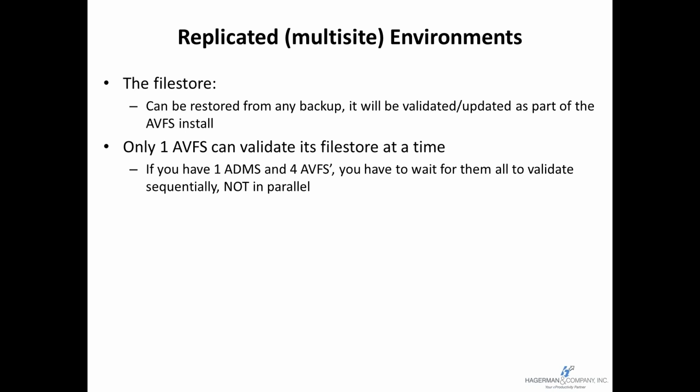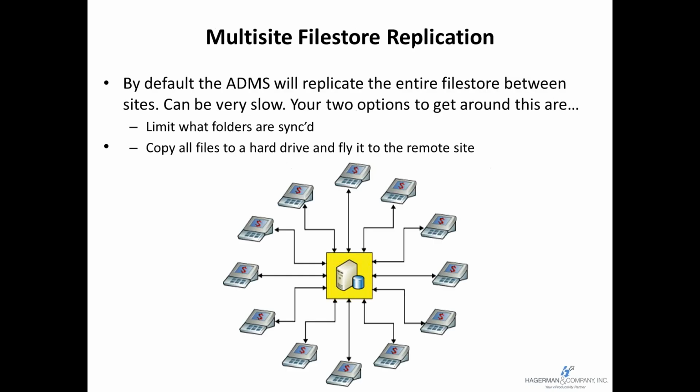The file store, when you're in a replicated situation, can be restored from any backup, because the ADMS console is going to go through a validation process as part of that restore. You'll also have the Autodesk Vault file servers installed and configured somewhere out on your network, wherever your replicated or subscriber sites are located. Only one of those file servers can validate that file store at a time. So if you have one centralized ADMS and four file servers, you have to wait for all four of them to validate, and they have to do it sequentially. They won't all do it at the same time. They won't do it in parallel.